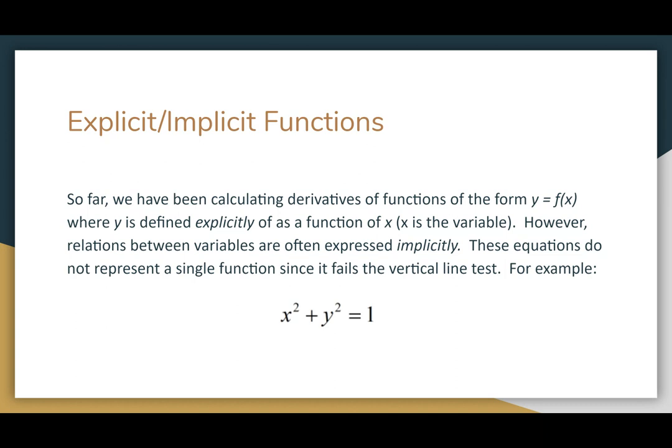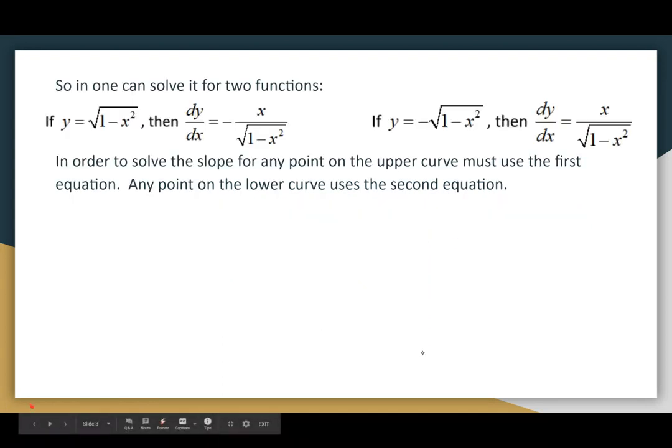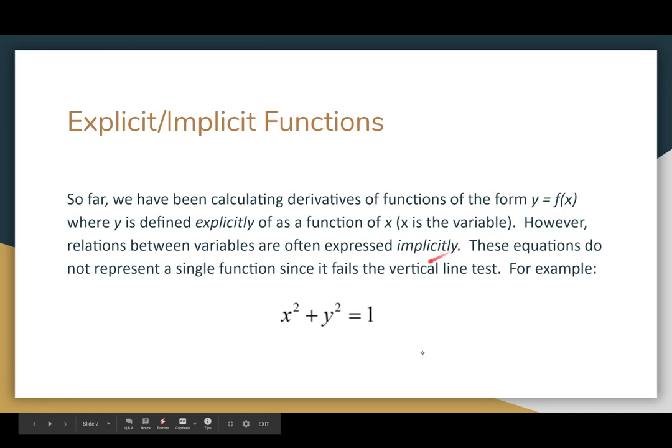However, the relationships between these two variables are often expressed implicitly. That's a fancy way of saying I can't separate the x and the y. They have to be on the same side together. And they don't represent a single function since it's going to fail the vertical line test, i.e., here's the equation for a circle. Everybody knows this and hopefully is fairly comfortable with it.